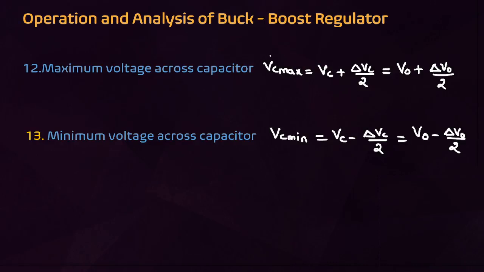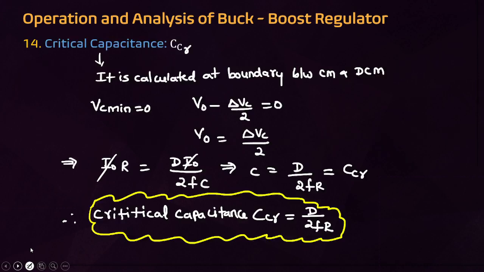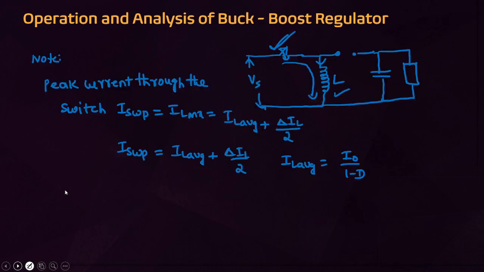Next, what is the maximum voltage across the capacitor? Maximum voltage across the capacitor is nothing but a maximum average voltage. Minimum voltage across the capacitor is nothing but a minimum average output voltage. Then what is the critical capacitance? This is also similar to boost regulator formula: D by 2Fr. Critical capacitance equal to D by 2Fr.